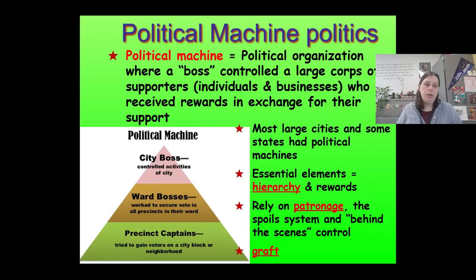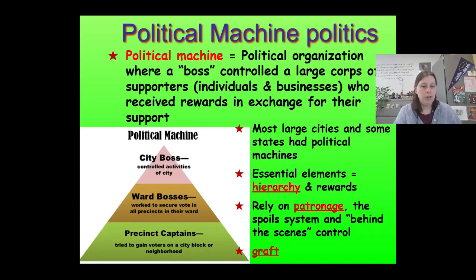Other ways that political machines maintain power: they provide services, which is good. They are particularly good at maintaining the immigrant vote in the cities where they are the most powerful. They are the only ones providing any sort of services, building sewers, let's say, in slum neighborhoods. And then they also rely on good old-fashioned cheating, graft, right, using political power for personal gain, and rigging elections. All of those things were common.